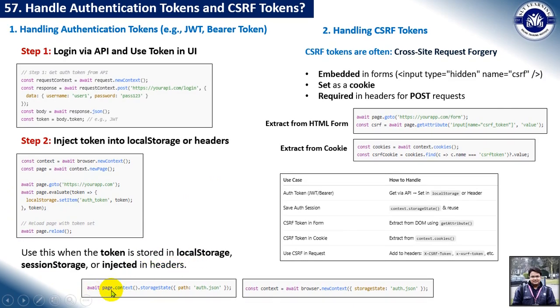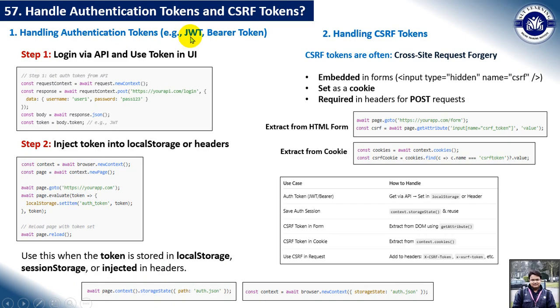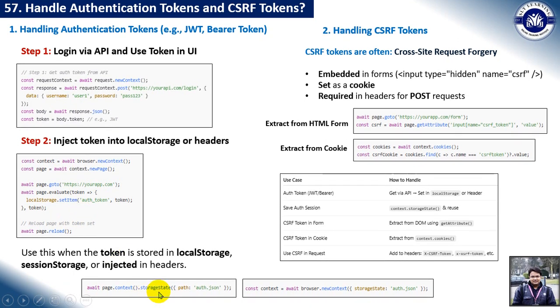So this is how you can say await page.context storage path authentication.json, and this is another way you can use the new context and authentication JSON. So this will enable the token for you. Okay, so this is one way of handling the authentication token, like a JWT or bearer token. You can fetch the token, find the token and store it under the local storage, and then utilize that for the authentication JSON in your test cases.